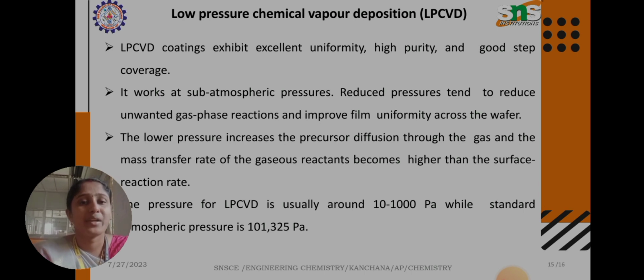The lower pressure increases the precursor diffusion through the gas, and mass transfer rate of the gaseous reactants becomes higher than the surface reaction rate. The pressure for LPCVD is usually around 10 to 1000 Pa, while standard atmospheric pressure is 101,325 Pa.